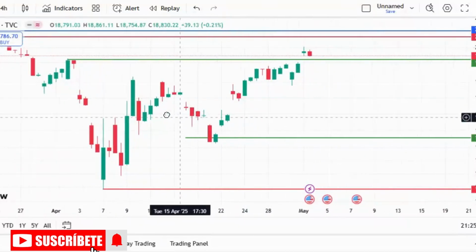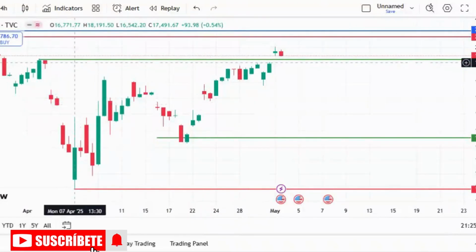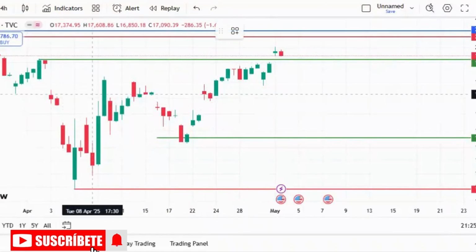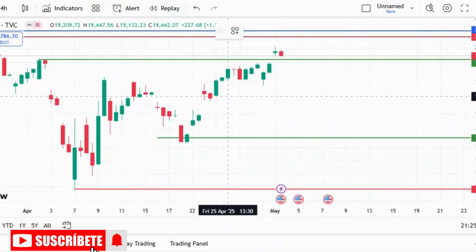So our key areas on the 4 hour. We have this, we have this here too. Then we have this around the zone.